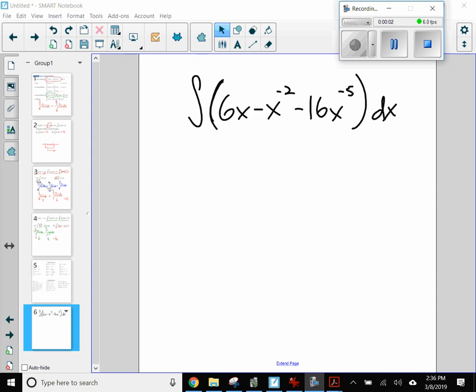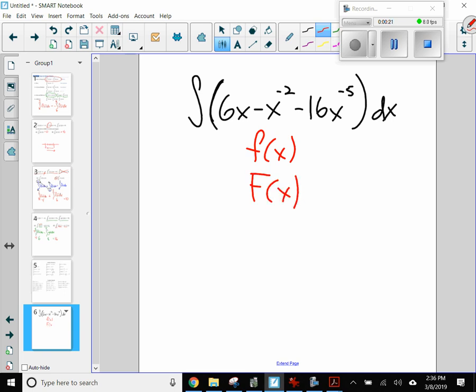I'd like to find the antiderivative of the function 6x minus x to the negative 2 minus 16x to the negative 5. So this is the f of x, and I want to find big F of x, the antiderivative. Frequently, the antiderivative is called an indefinite integral. In other words, you'll notice there is no lower limit or upper limit of integration. It is an indefinite integral.